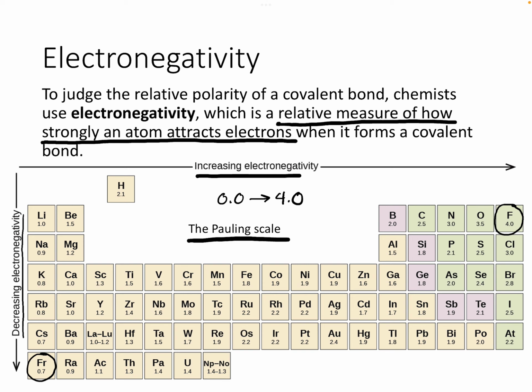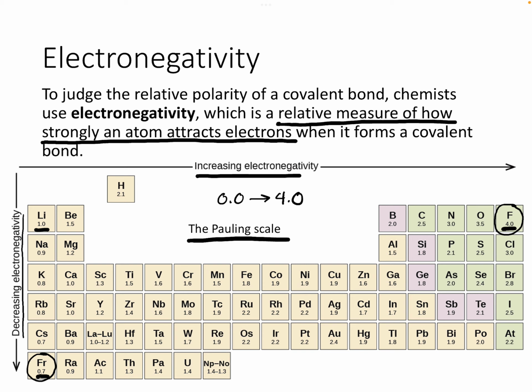So 4 is the most electronegative. And notice that fluorine has a value of 4. And then as we look towards the metals, you'll see that those values are closer to 0. So lithium, for example, has a value of 1. If we go all the way down to francium, that has a value of 0.7.